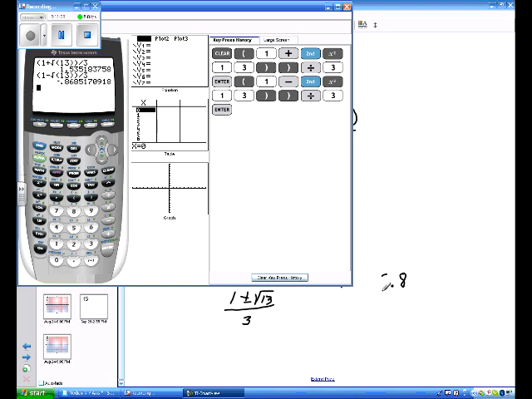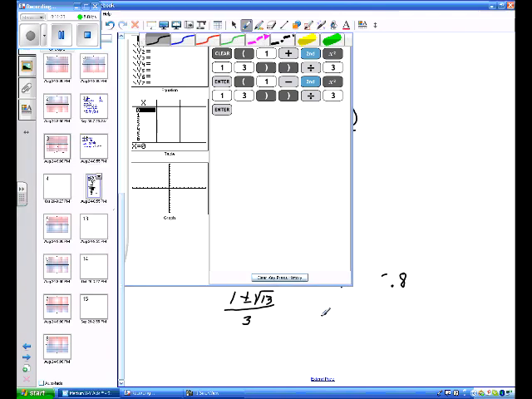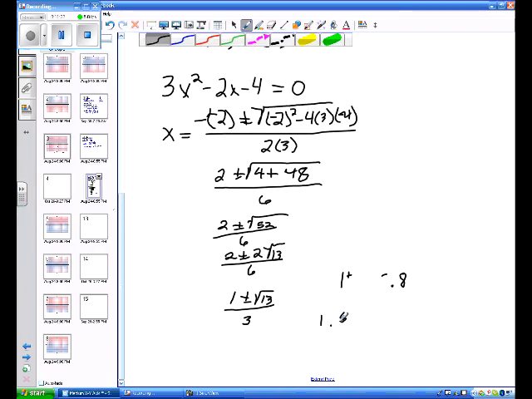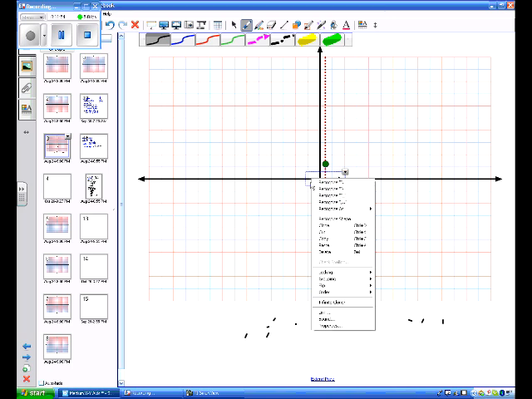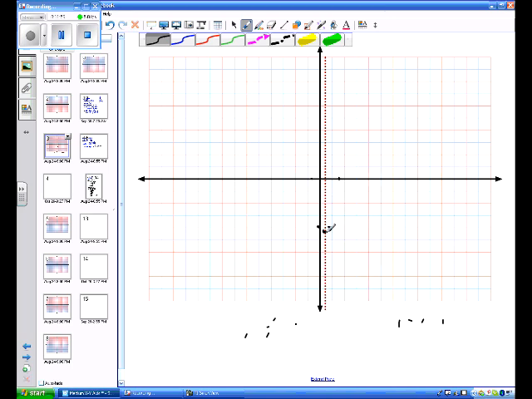So if we wanted to put our values down then, we're going to plot them. We had 1.5 and negative 0.8 something. So we can go to our graph and we can plot those points. So we had on the x-axis about 1.5 and negative 0.8. And then we can draw our parabola.